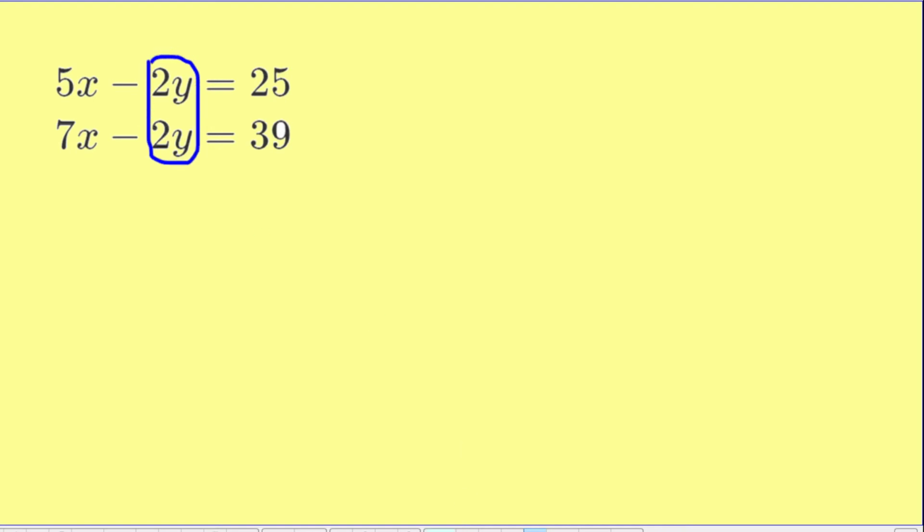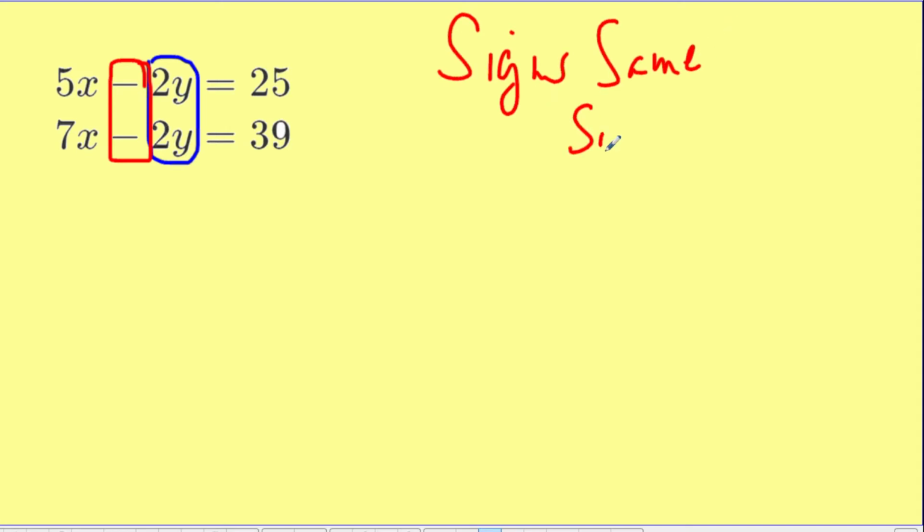Okay. Once you've spotted what's the same, you look for the sign. So is it the same? Then look for the sign. Okay. So the signs in front are both minuses, or subtraction, take away. So if the signs are the same, you subtract. So I'm going to subtract this line, call this line 1, from line 2.